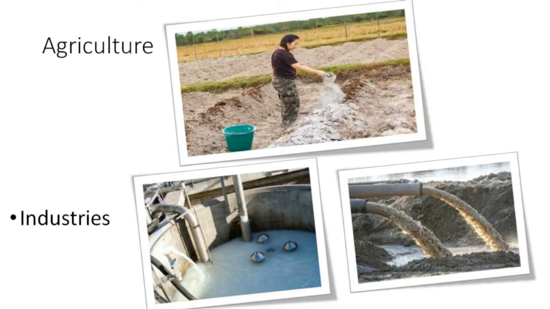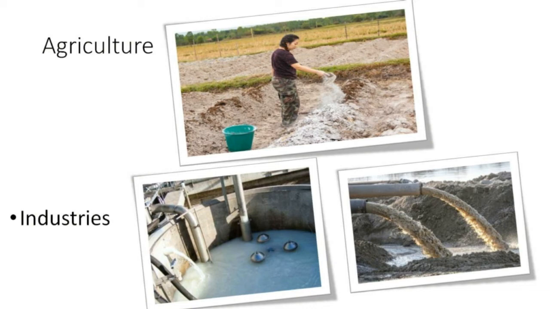Let's see how the neutralization reaction happens in agriculture. Acidic soil is not suitable for plant growth, so farmers add lime fertilizers such as powdered lime, CaO, limestone, calcium carbonate, that is CaCO3, or ashes of burnt wood to the soil to neutralize the acidity.